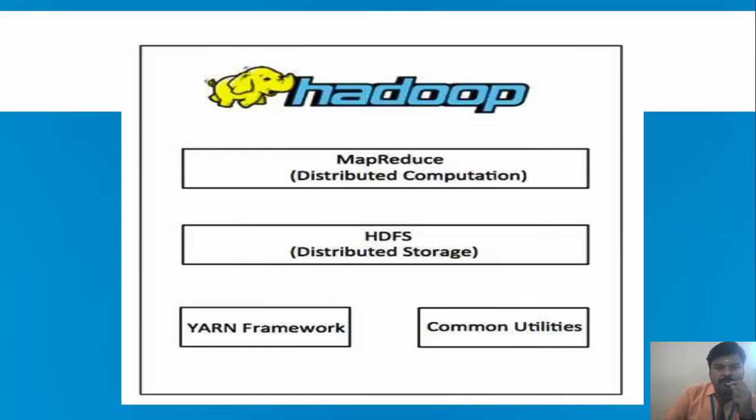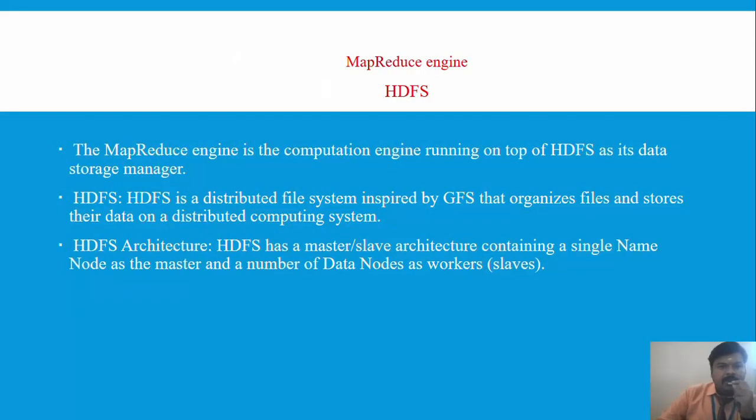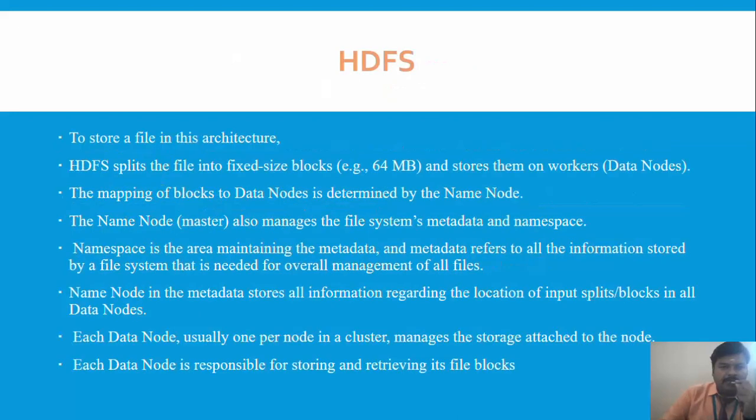This is the framework for Hadoop: MapReduce, HDFS, YARN and common utilities. Hadoop consists of two core components, HDFS and MapReduce: distributed storage and distributed computation. The MapReduce engine is a computation engine running on top of HDFS, which is the data storage manager. HDFS is a distributed file system inspired by GFS that organizes files and stores their data on a distributed computing system. HDFS has a master-slave architecture containing a single name node as the master and a number of data nodes as workers, called slaves.